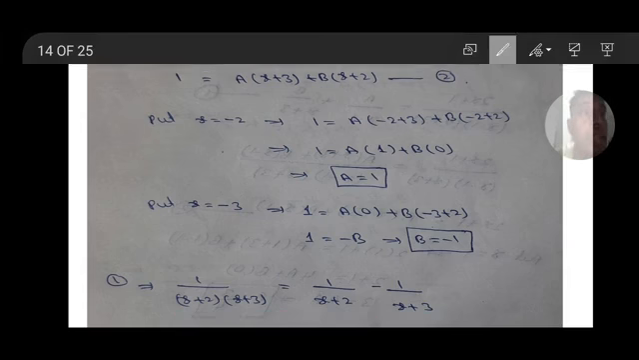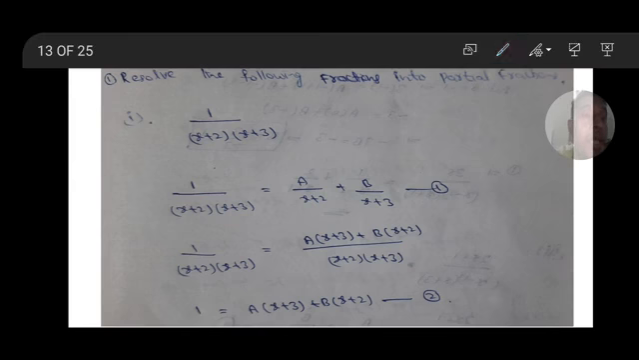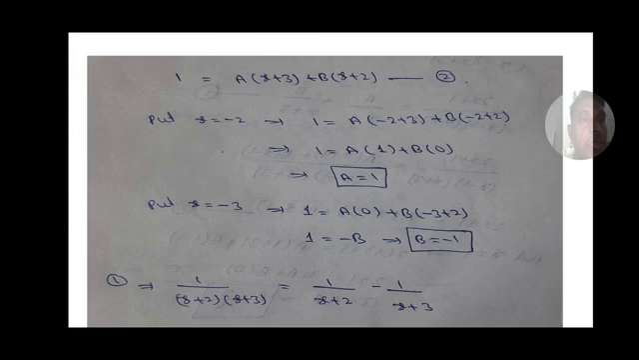Okay, we are simplifying once again. I am taking LCM. First of all, it is a non-repeated linear factors. So I am expressing as a by (x plus 2) plus b by (x plus 3). Then taking LCM and denominator cancel out, we get this expression. To get a value, b term must be 0. To get b value, a term must be 0. That is x equal to minus 2, x equal to minus 3. Like that we will get the answer.